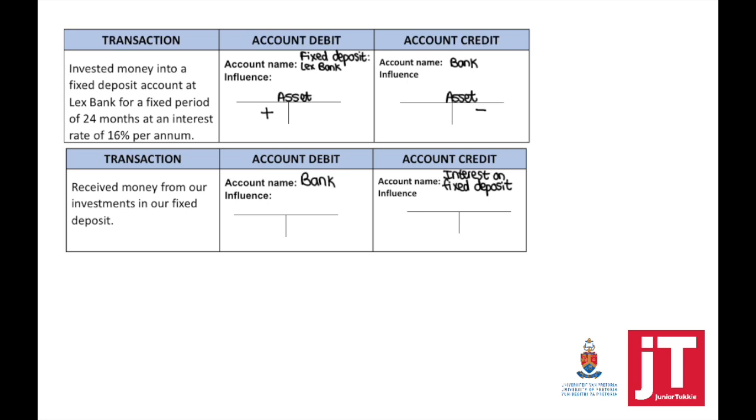And why did the business receive money? We've received money from interest that we've generated from that fixed deposit. That's why it is shown as interest on fixed deposit. When the business receives money, it means that bank will always be debited. Our assets are going to increase. Account credited, interest on fixed deposit, which is regarded as an income.